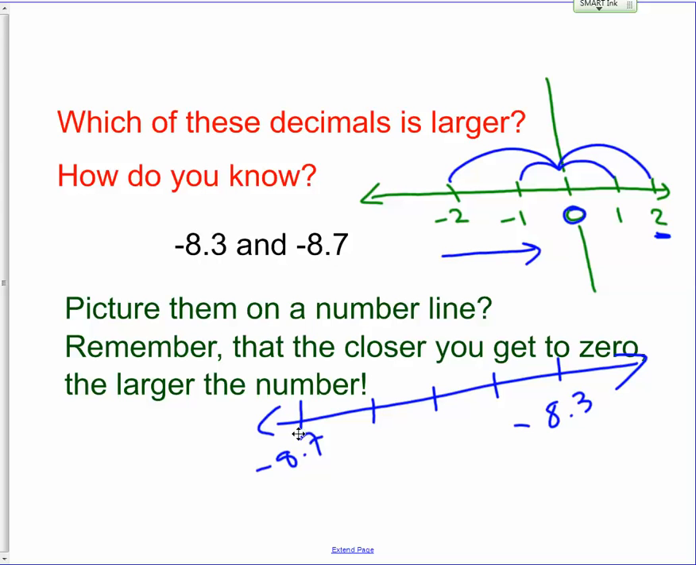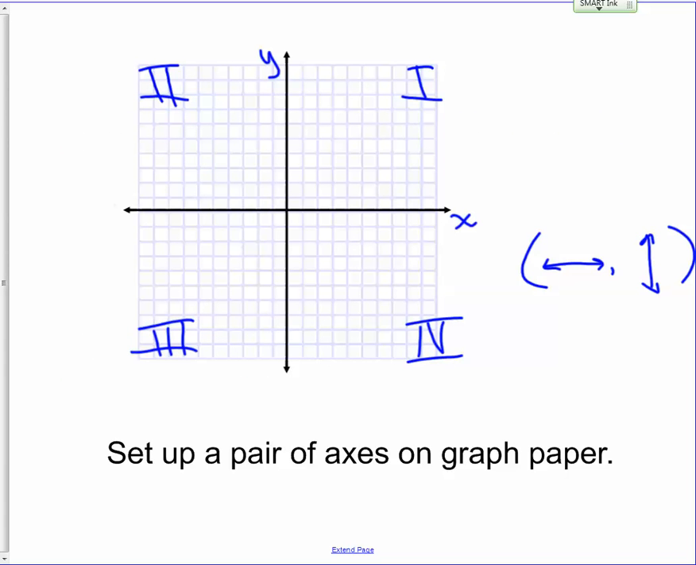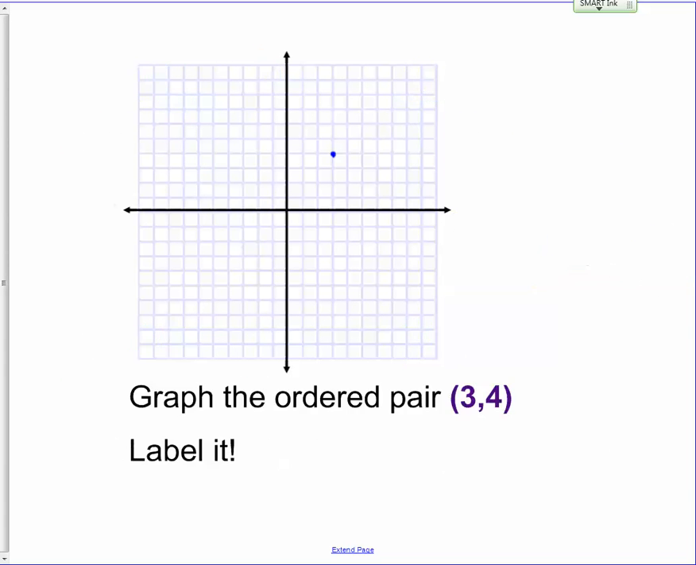8 and 7 tenths is further to the left. As I move to the right, I get closer to 0. So negative 8 and 3 tenths is the larger number here because it's closer to 0. And then I had you graph it on a number line to prove it. And then we set up some axes and reviewed the coordinate plane.